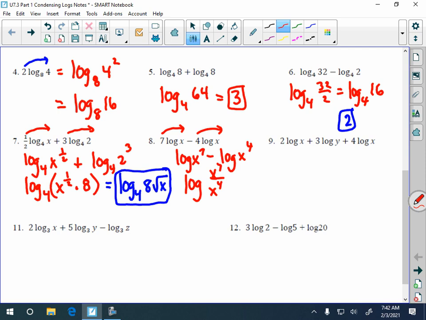And then when we are dividing with like bases, both x's, we can subtract the exponents. So we can bring the 4 up and subtract 7 minus 4. It's going to get us x to the third. So this is going to get us log x to the third power.